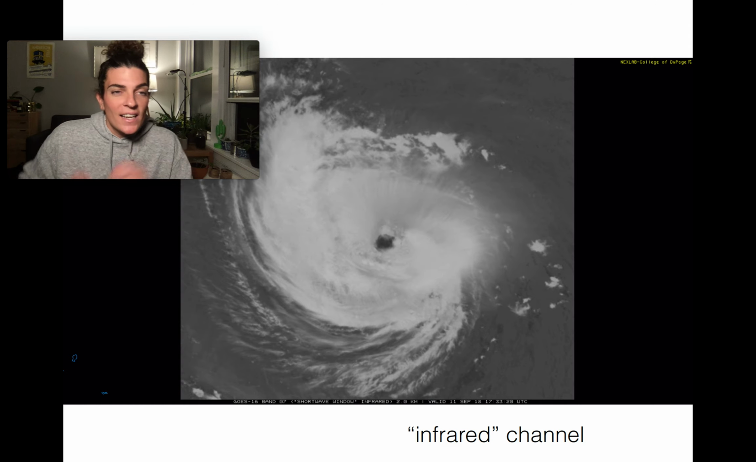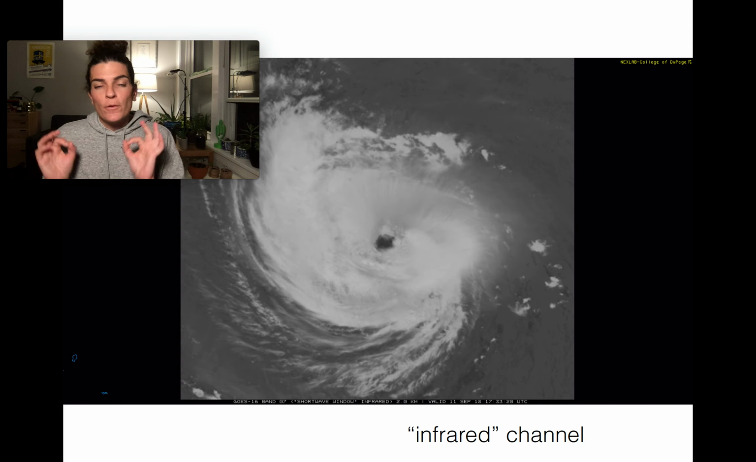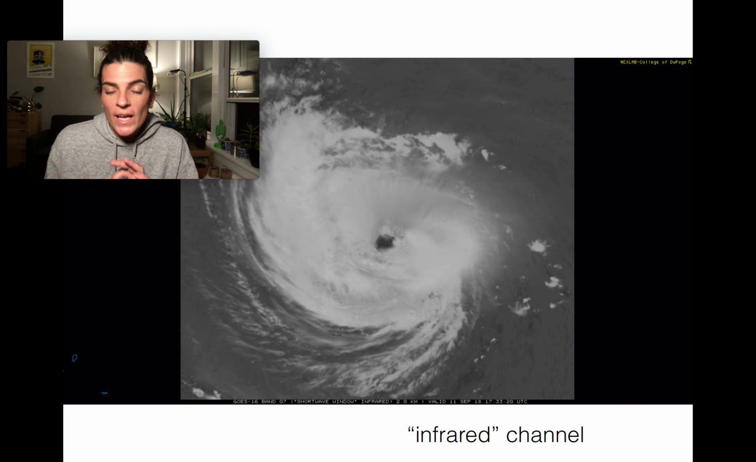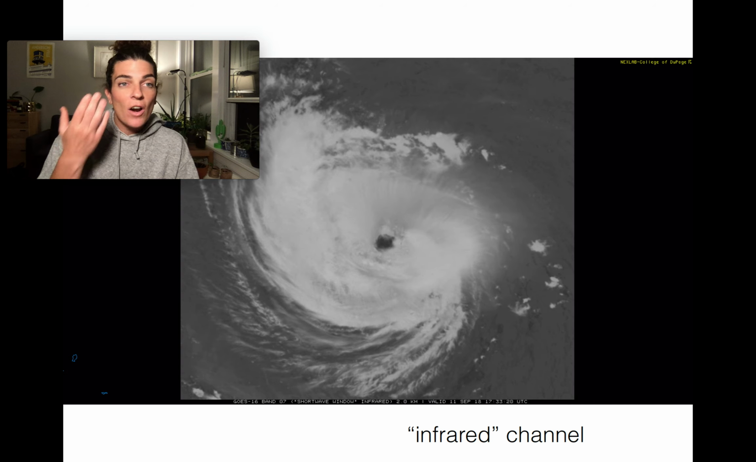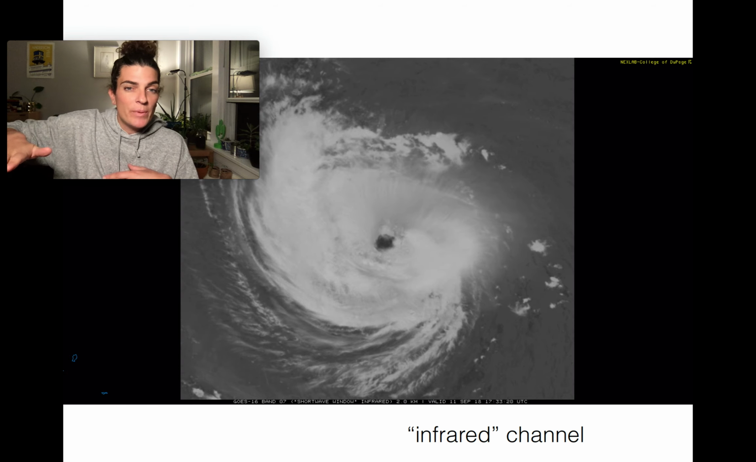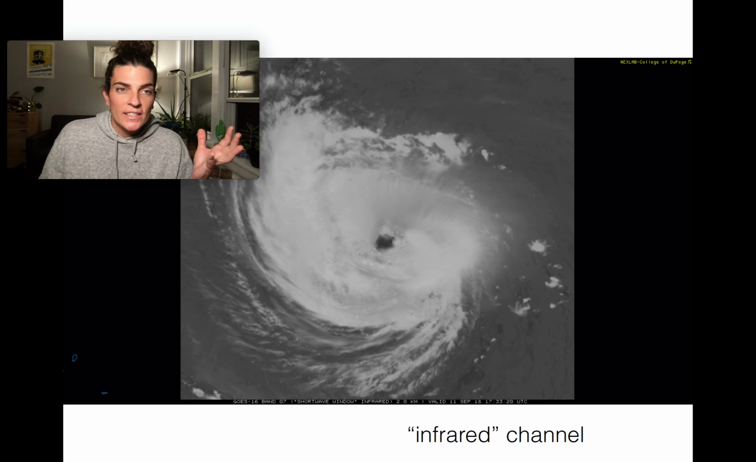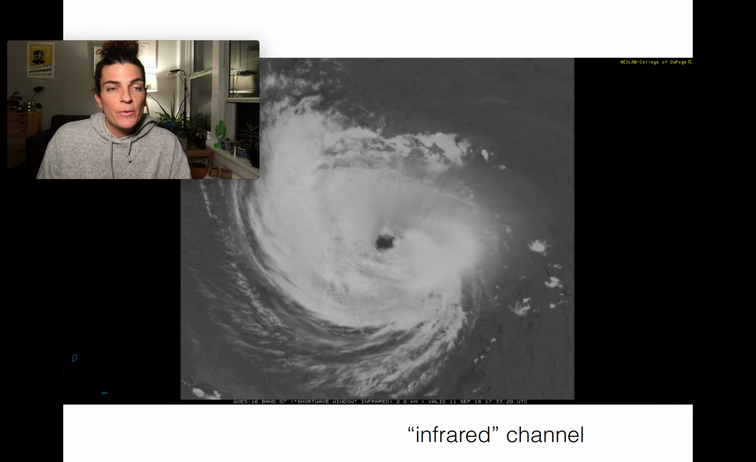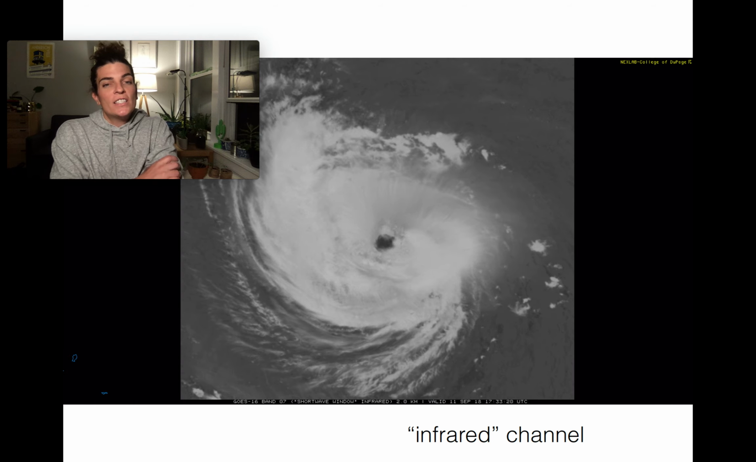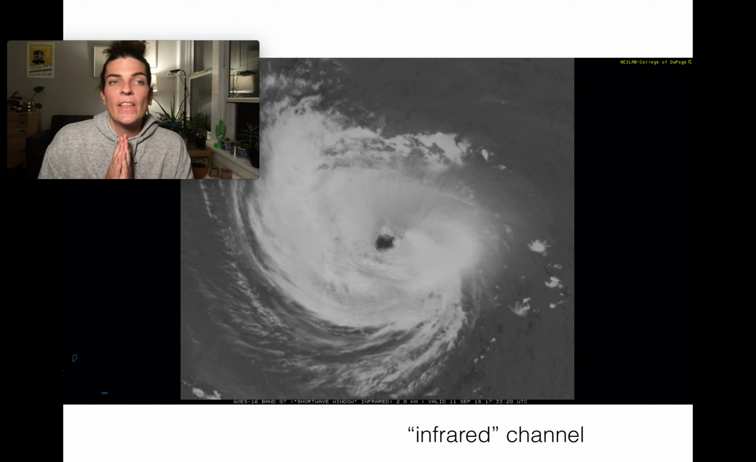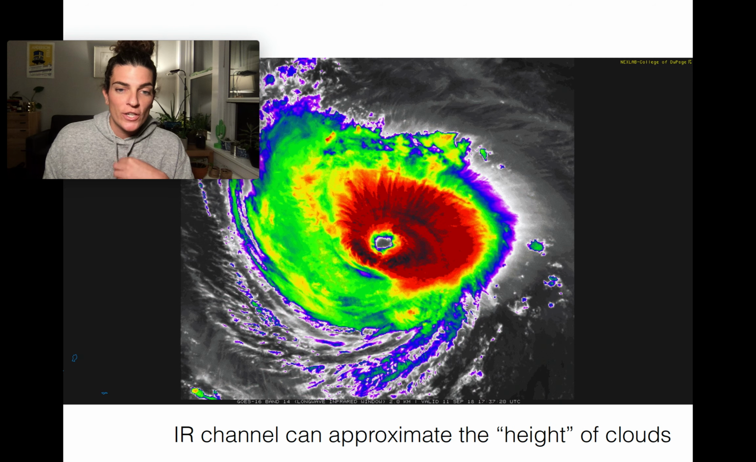Okay, this satellite also has an infrared channel. And infrared is a radiation wavelength that our eyeballs cannot see at all. We can't perceive that with our eyes. But the satellite, which is taking this picture, can see that because we designed it to do that. And so it's giving us information from an infrared channel, a different look at this hurricane than what the human eye could see in a visible spectrum of radiation.